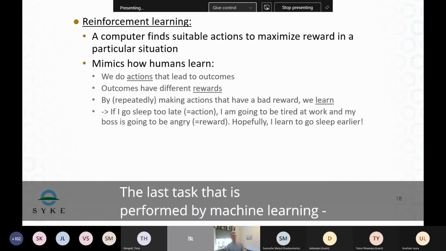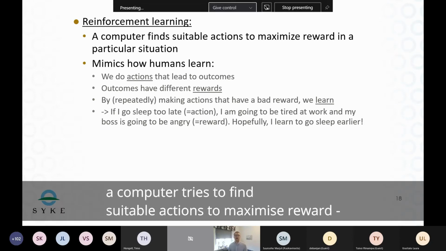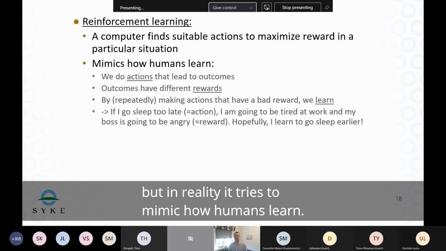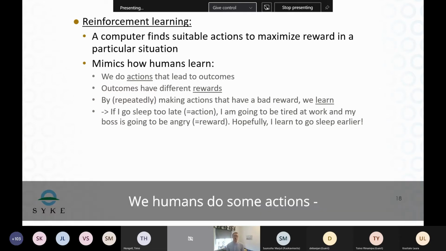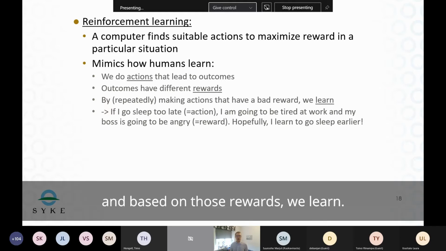And the last task that is performed with machine learning is reinforcement learning. In reinforcement learning, a computer tries to find suitable actions to maximize reward in a particular situation. This sounds really cryptic, but in reality, it tries to mimic how humans learn. We humans do some actions, and all actions have some sort of outcome. Different actions have different rewards, and based on those rewards, we learn.